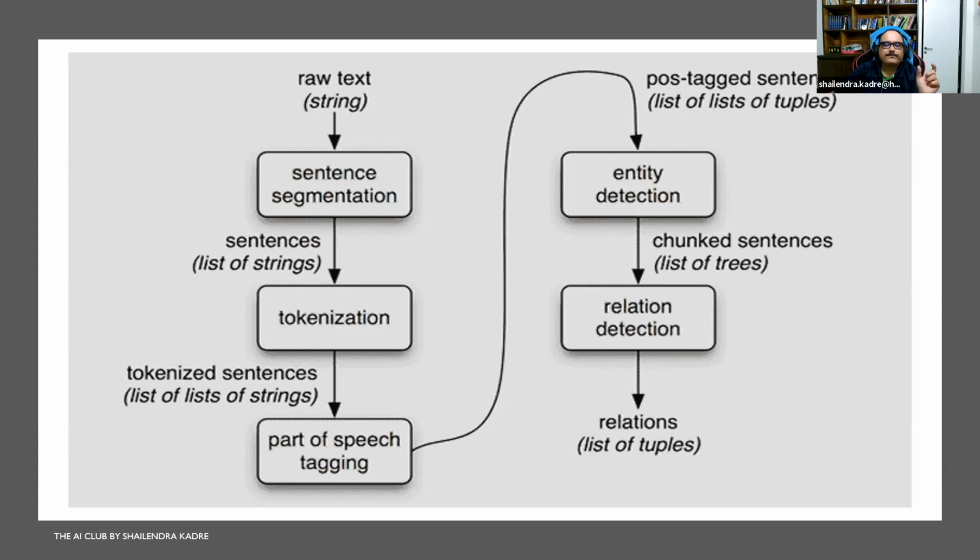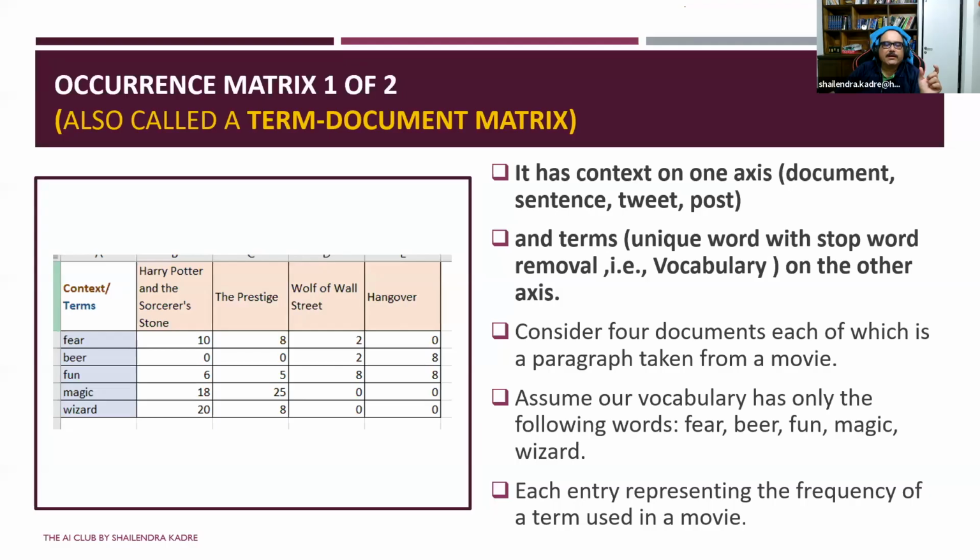So NER and relationship detection come under syntactic analysis. So this is your complete NLP cycle. Now, as we get into a little more abstract concept, I will take a minute break here.